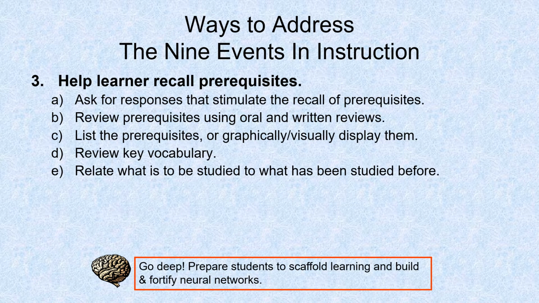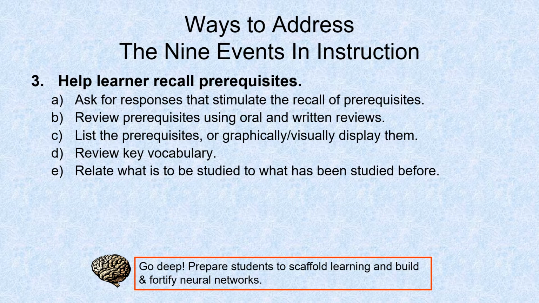Sometimes new teachers kind of gloss over this third step, help the learner recall the prerequisite information. But what's important here, as we already mentioned, is that we want to prepare the students to scaffold their learning and build and fortify their neural networks. We want them to be able to build upon prior understanding. So we start by stimulating their recall of what they already do understand about this.